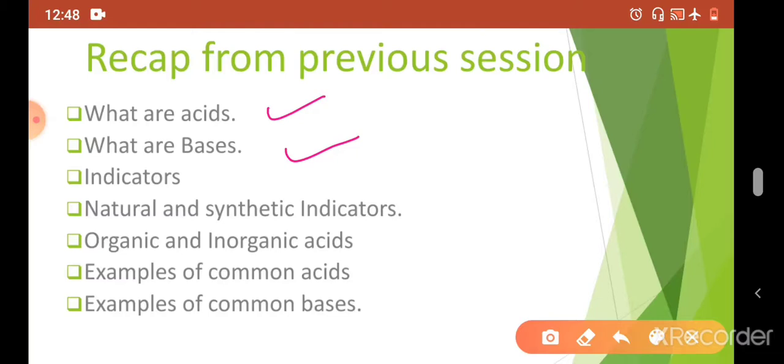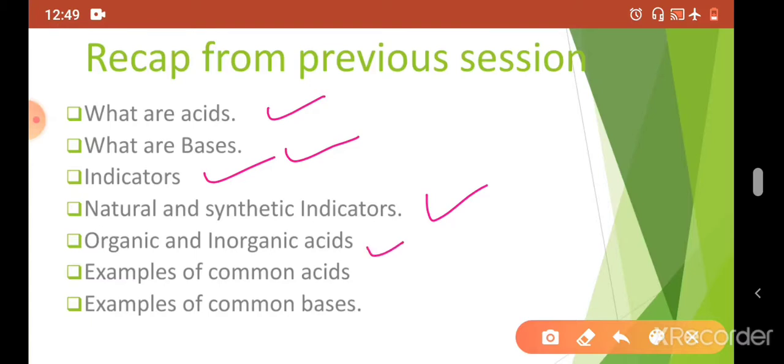Next we went to the indicators, and we defined indicators as the substance which changes color when it is added to acids or bases. And indicators were of two types that we discussed, natural and synthetic indicators. So we gave the examples of natural indicators like red cabbage leaves, turmeric, and synthetic indicators like phenolphthalein, methyl orange, etc. Next we went to the organic and inorganic acids.